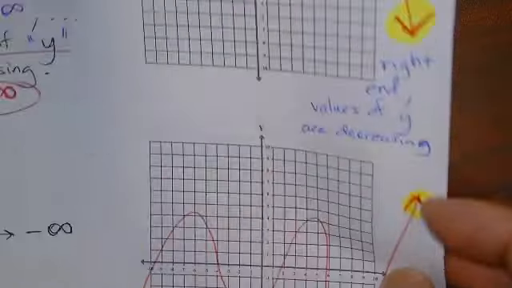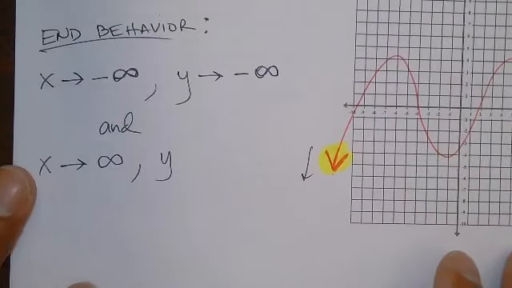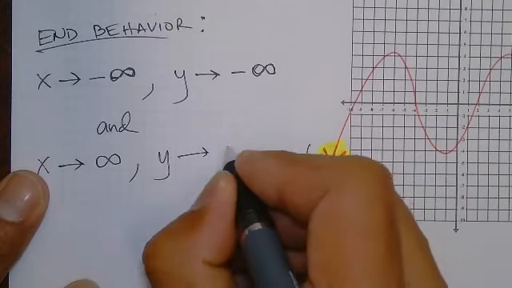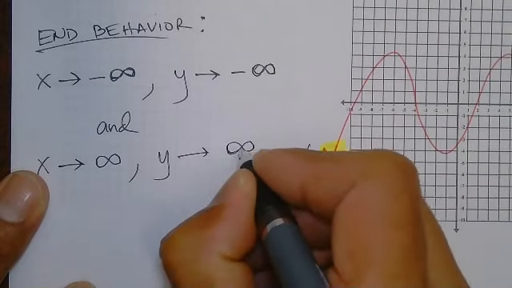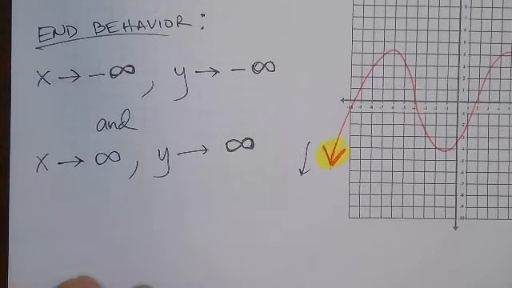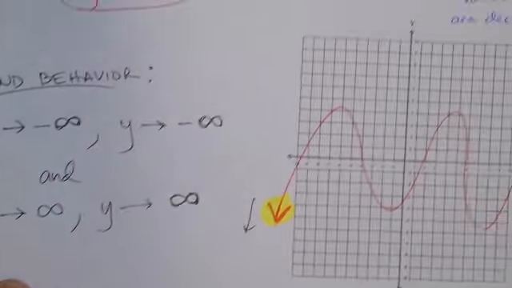The values of y are, well, where is this arrow going? Up or down? Up. They're going up to positive infinity. Does that make sense? No, not yet? Okay, which part, Yasmin?